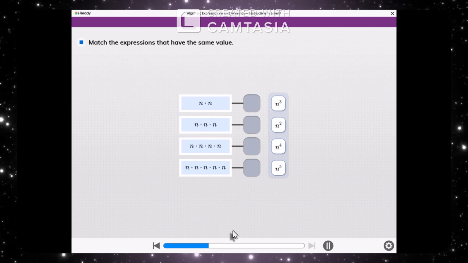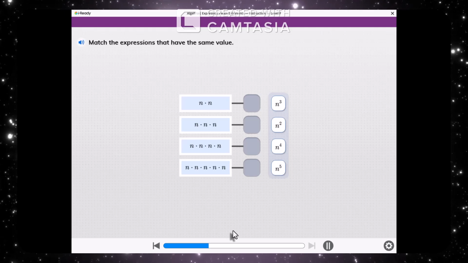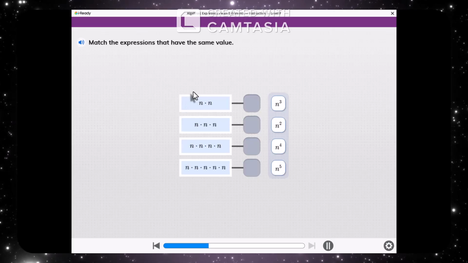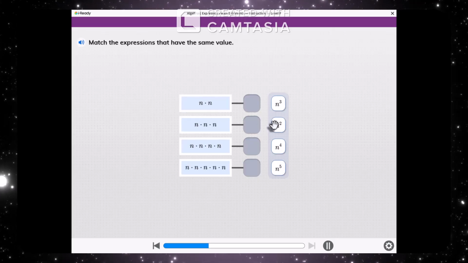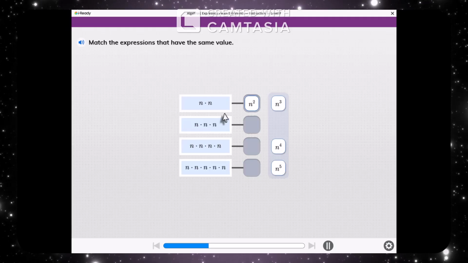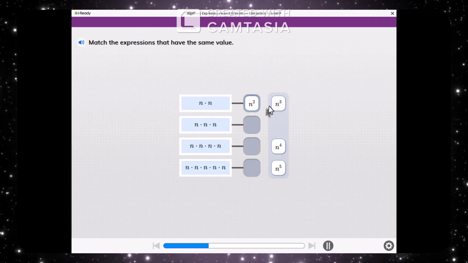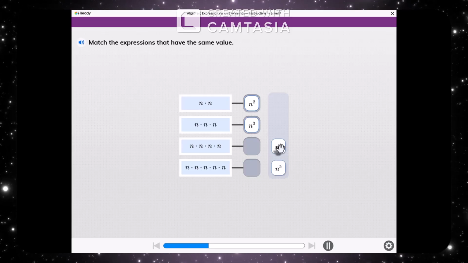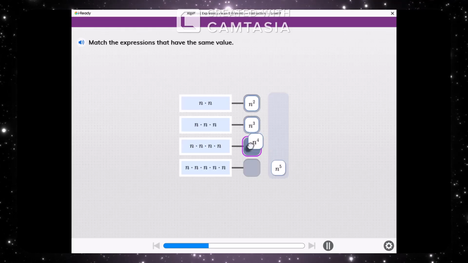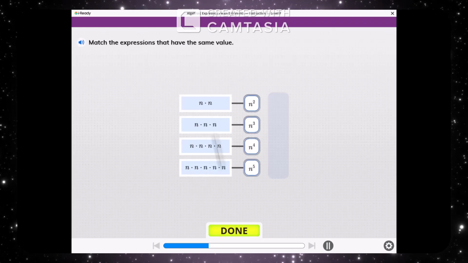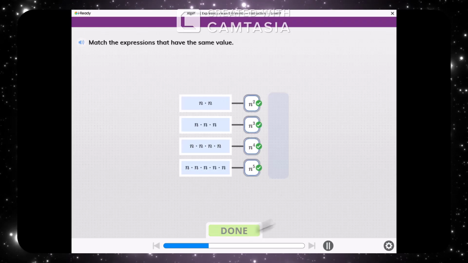Match the expressions that have the same value. n times n is equal to n to the power of 2. n times n times n is equal to n cubed. This is square, this is cube, and then n to the fourth, and then n to the fifth, because there's 5 n's, and 4 n's, and 3 n's, and 2 n's, and so on.